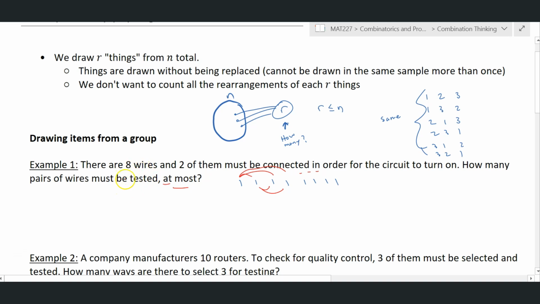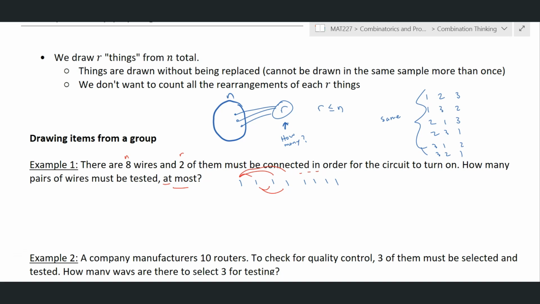So the way we want to approach this is to say, all right, we have n equals 8 things, and we're going to draw r of them. And we're, of course, not going to draw the same wire twice. When we select 2, I want to select 2 different ones because you're not going to connect a wire to itself. And the order in which you draw them doesn't matter. In other words, drawing wire 1 and wire 2 is the same thing as drawing wire 2 and wire 1, because you're connecting them, and they're both going to touch, right?